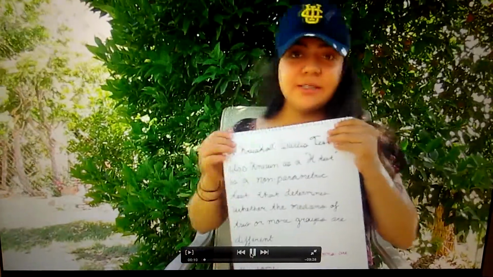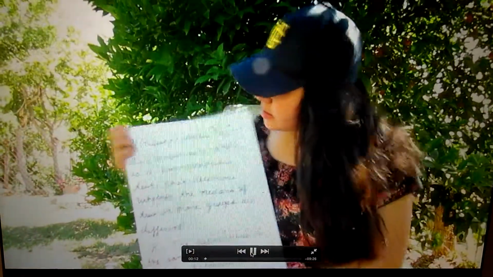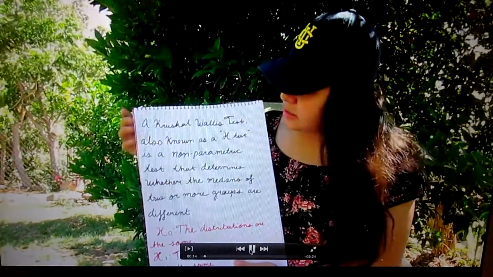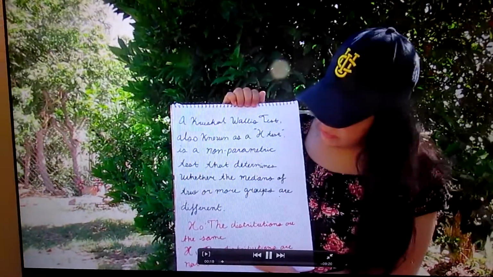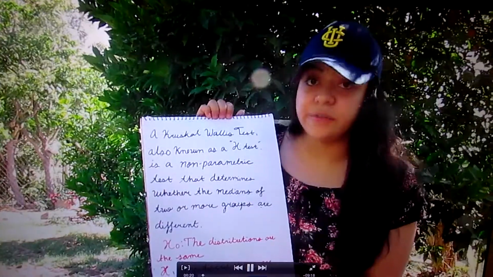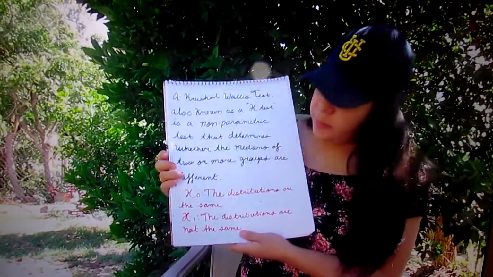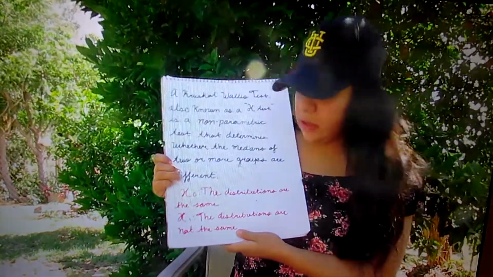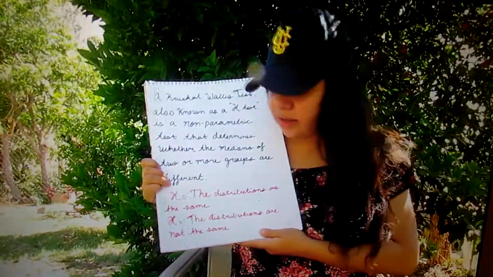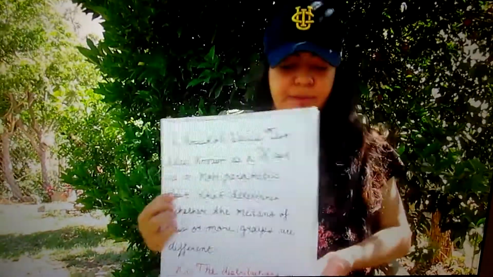So first, what it is. The Kruskal Wallis test, also known as an H-test, is a non-parametric test that determines whether the medians of two or more groups are different. Our null hypothesis would be that the distributions are the same. The alternative would be that they are not the same, or that they are different.